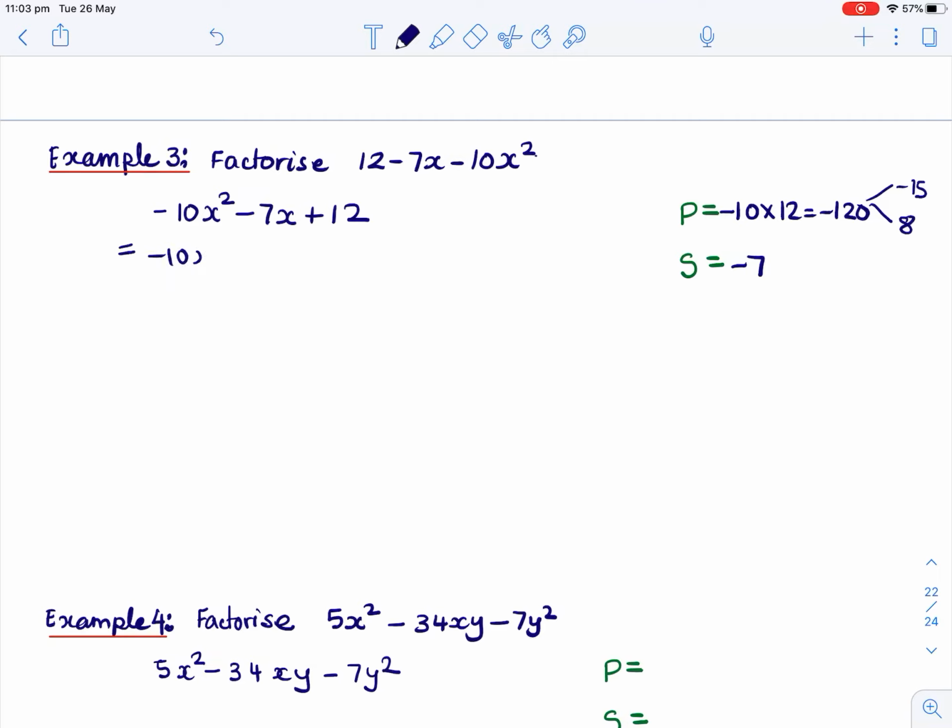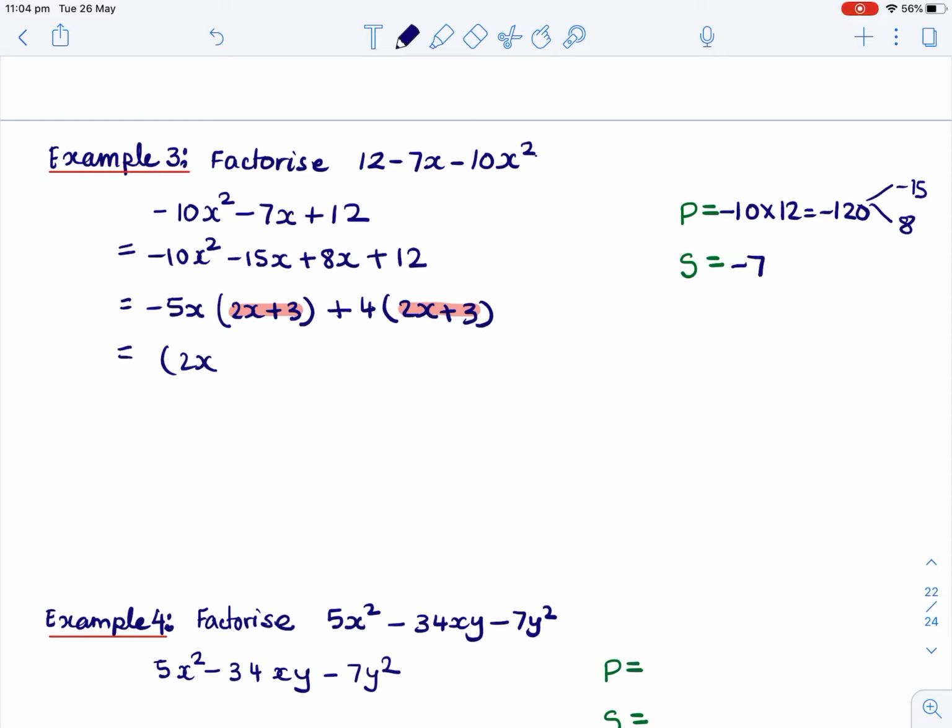So minus 10x squared, split negative 7x as minus 15x plus 8x plus 12. Take common from the first two terms, which is negative 5x, and we are left with 2x plus 3 inside the parenthesis. Then we have 4 common, and again you are left with 2x plus 3 inside the parenthesis. So now the common factor is 2x plus 3, and we are left with minus 5x plus 4.